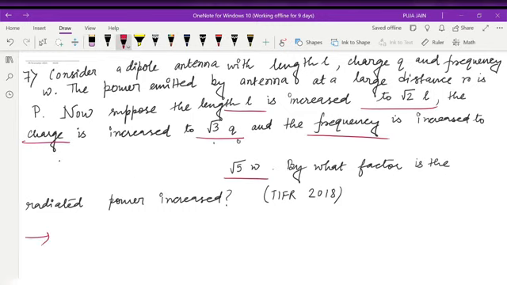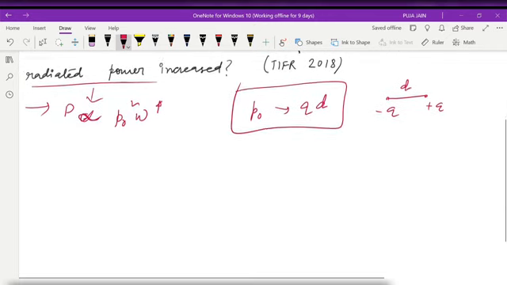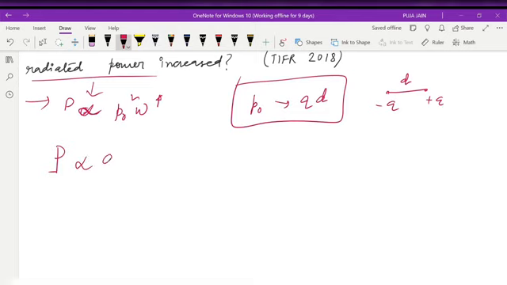Now you know the formula for radiated power P. It is proportional to P naught square omega to the power 4. P naught is the dipole moment, that is Q into distance D, the dipole moment of opposite charges with separation distance D. So the power P is proportional to Q square D square omega to the power 4. Now P1 is equal to K, the proportionality constant.